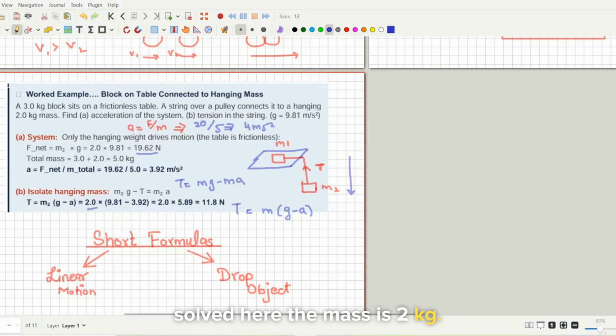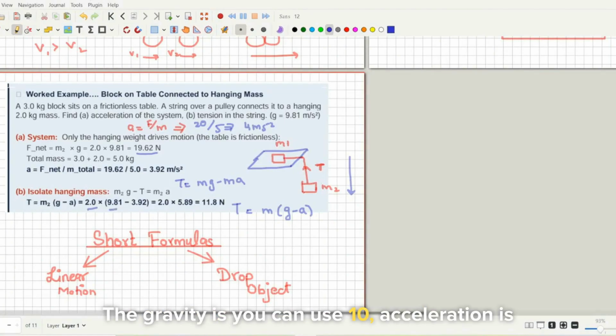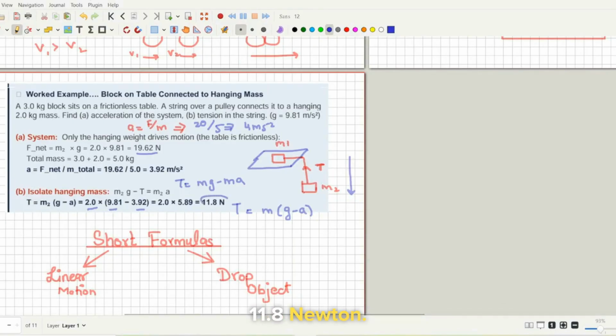The mass is 2 kg, the gravity, you can use 10, acceleration is 4. 10 minus 4 would be 6, 6 multiplied by 2 would be 12, and the answer that is closest to 12 is 11.8 Newton. So this is how you can solve physics questions in your IMAT exam.